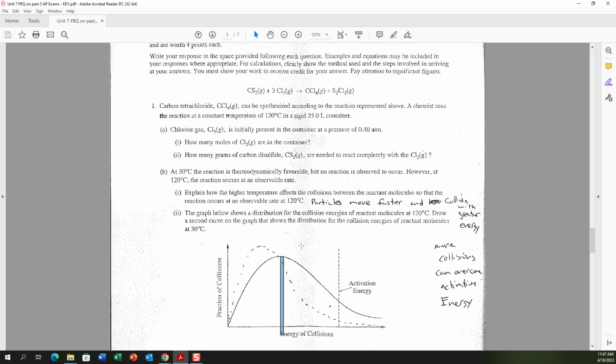But whenever you shift a distribution over to the left and the area under the curve has to be the same, the peak has to increase. So you have to draw this peak above that peak, but further to the left because it has a lower average energy of collision. And then remember, they told you at 30 degrees Celsius, you're not really getting many collisions that will actually cause the reaction to go. So you want that line to come very low compared to this line where the activation energy is.